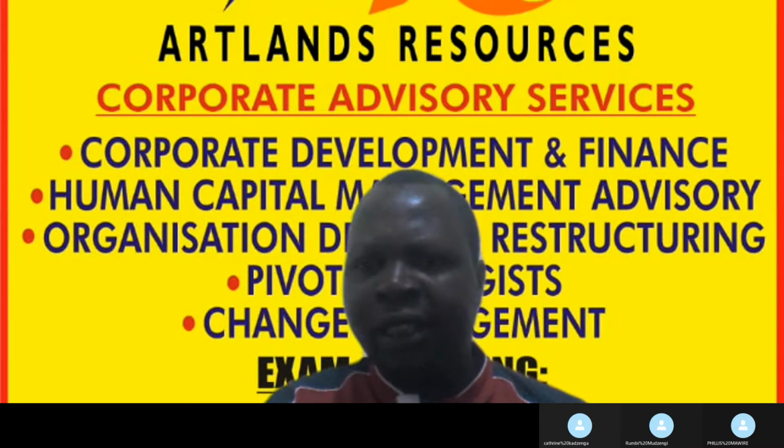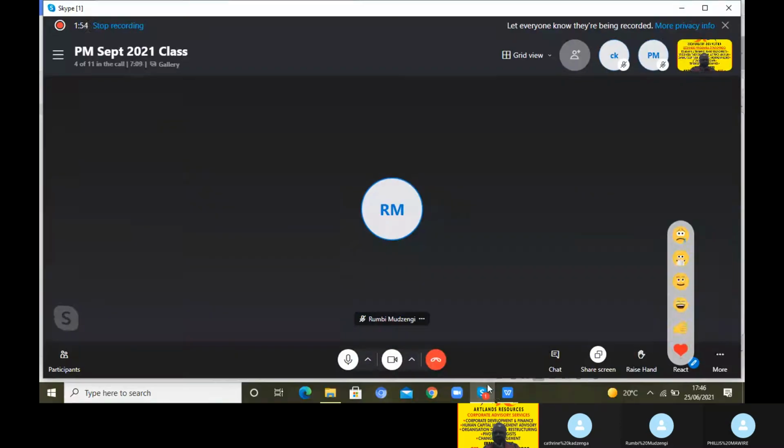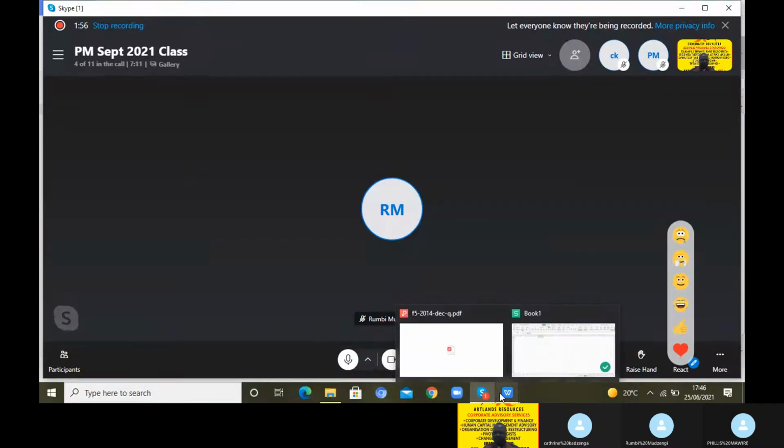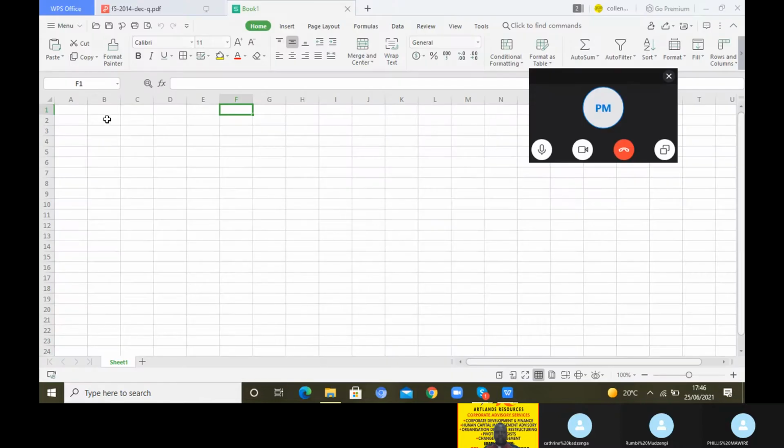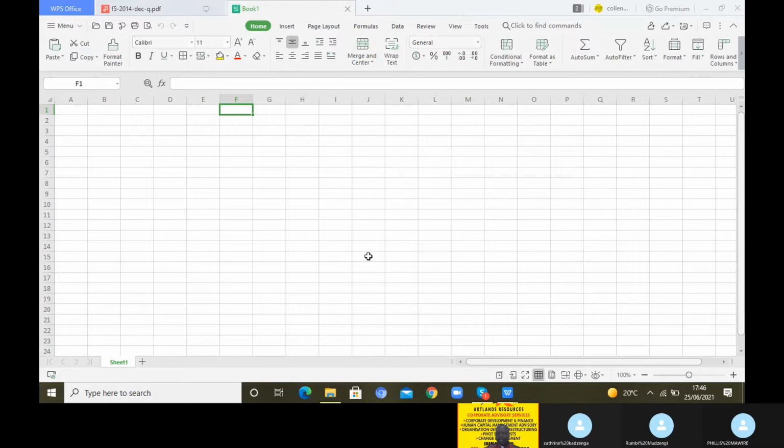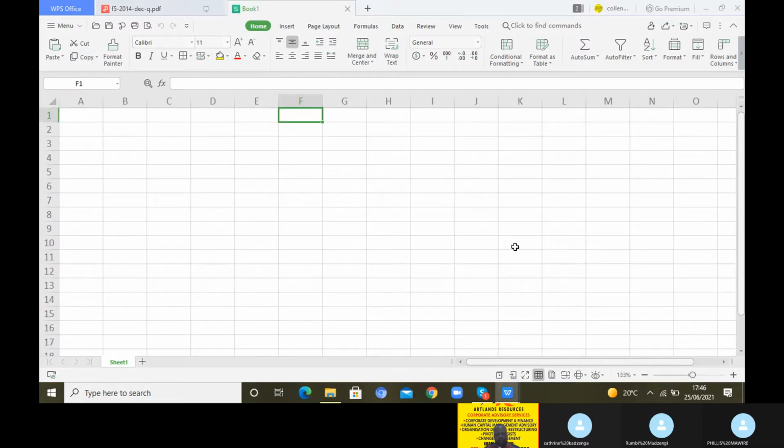Allow me to share my screen so that everything is legible enough and clearly demonstrated to you guys. Learning curve theory. Okay, so the discussion item, allow me to zoom my Excel perhaps for you to see clearly. Learning curve theory.